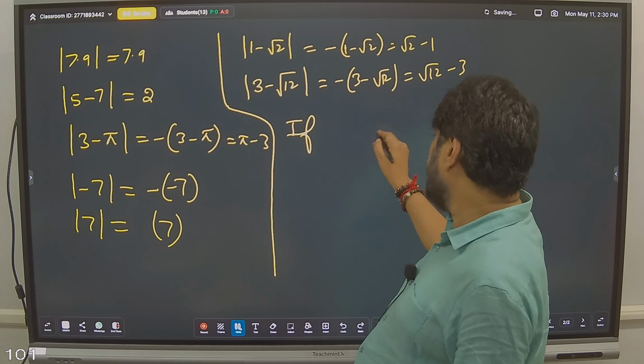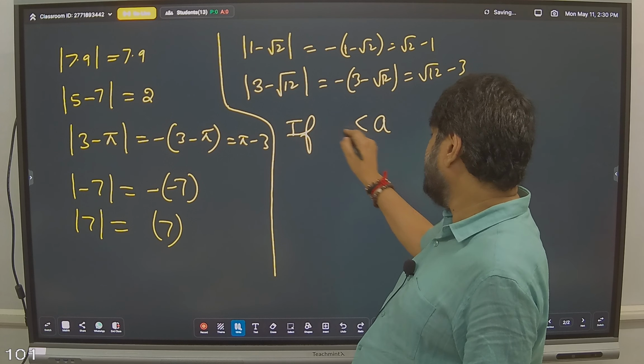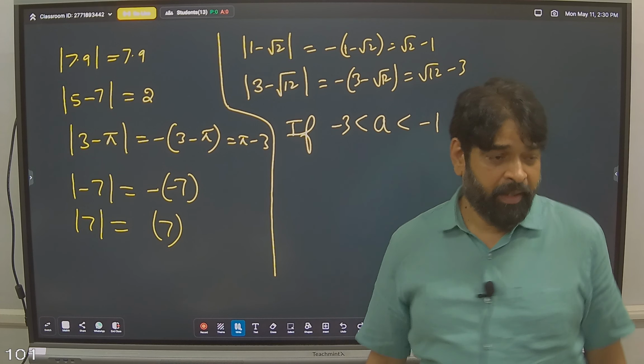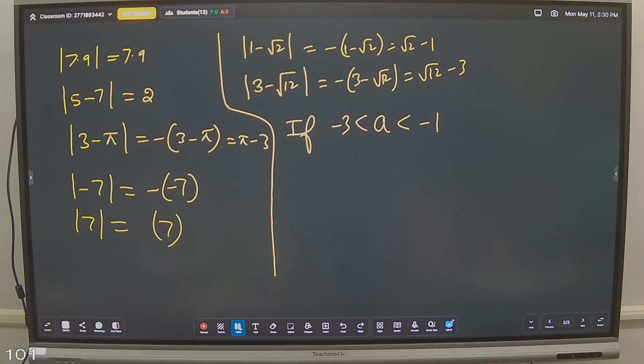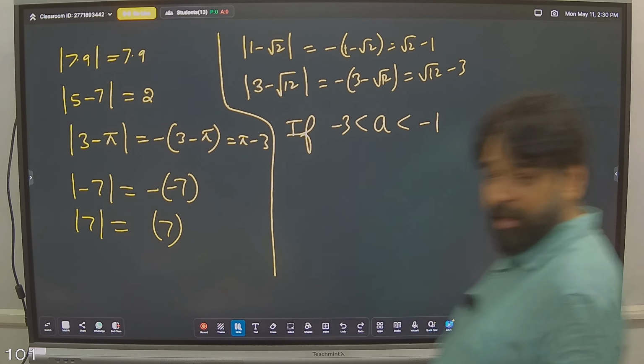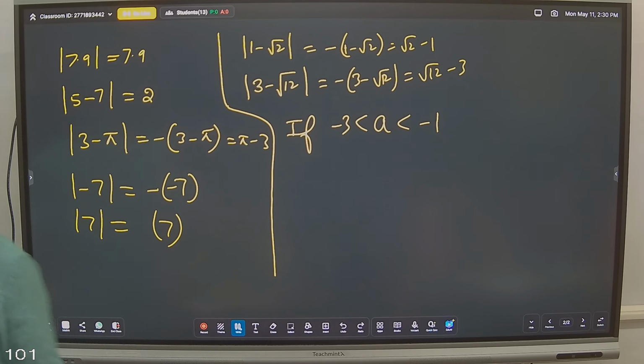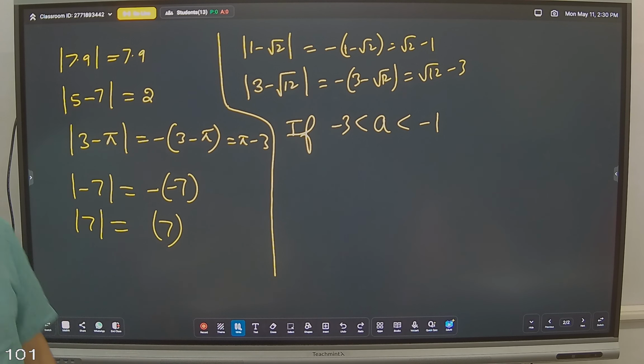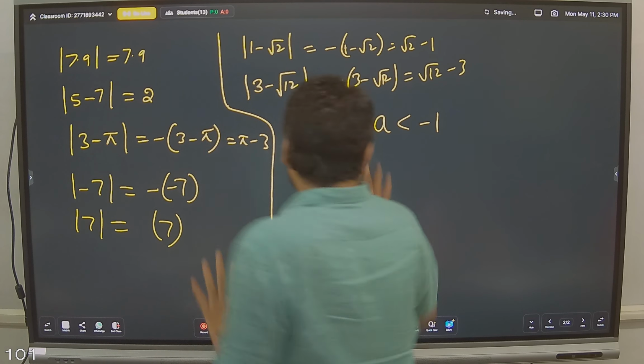If A is between minus 3 and minus 1, how many possible values of A can happen? Infinite values, because I don't know which value is coming. Between minus 3 and minus 1, there are infinite values. But I know that A is between these.